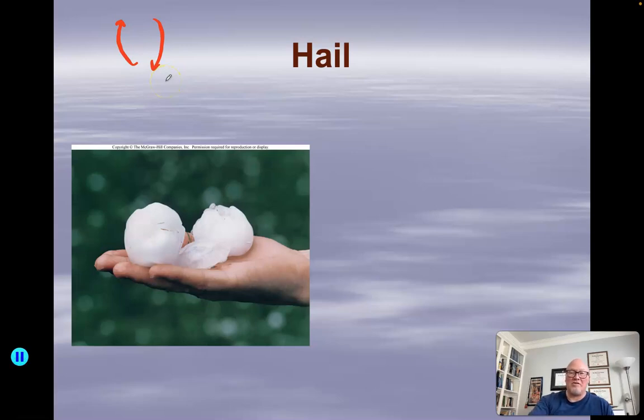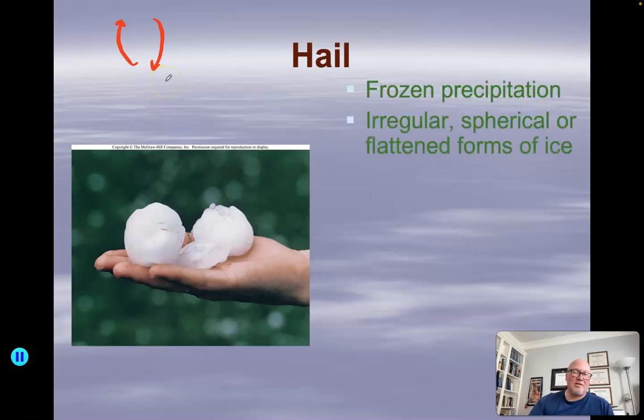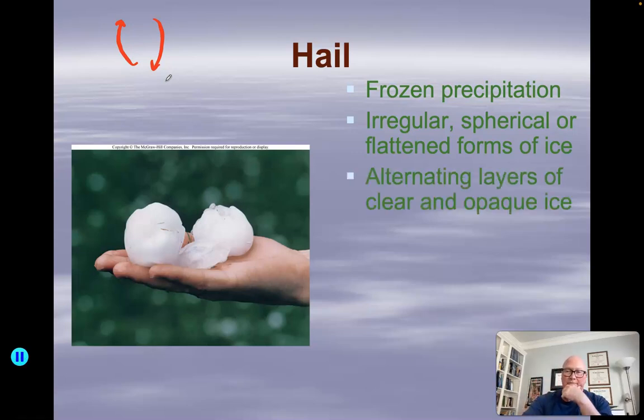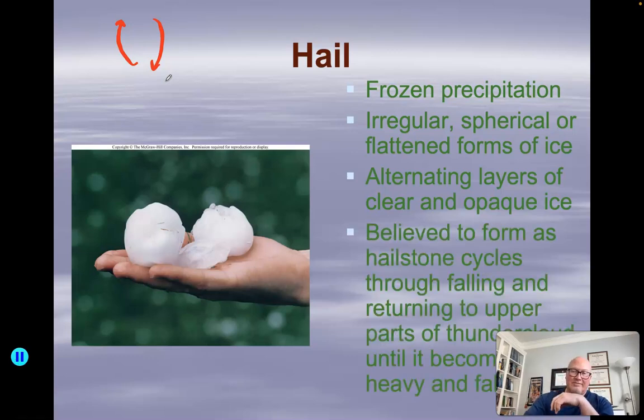And when it falls to the ground, it's hail. So this is frozen precipitation, spherical, flattened, or irregular shapes. You have alternating layers of clear and opaque ice. And they do form from falling through a thunderhead, a cloud, back and forth over and over again, kind of like building a candle. If I take a candle and I dip it in wax and I pull it back out, and I've got another layer of wax, I keep doing that until I end up with a big candle.